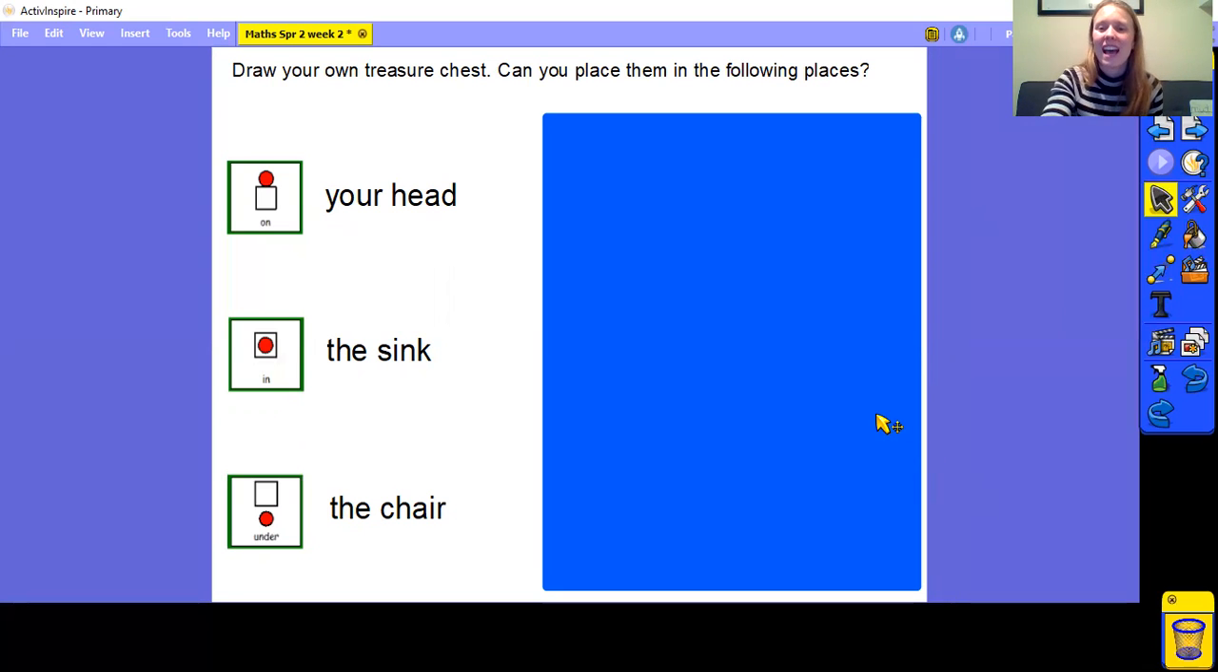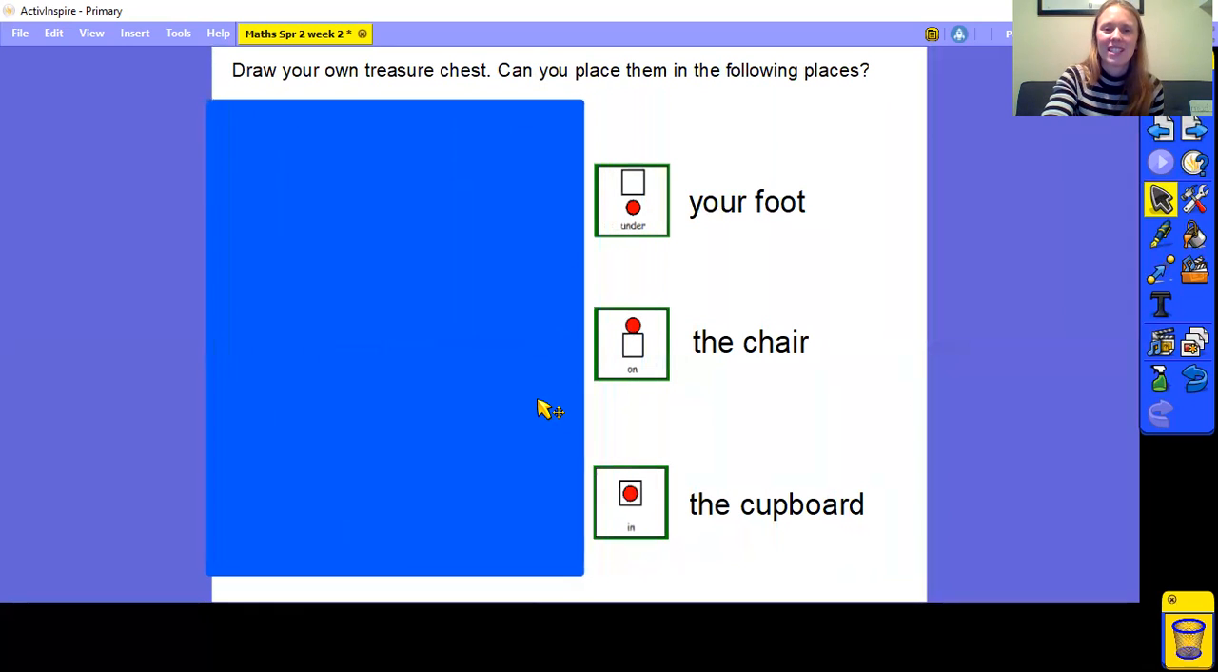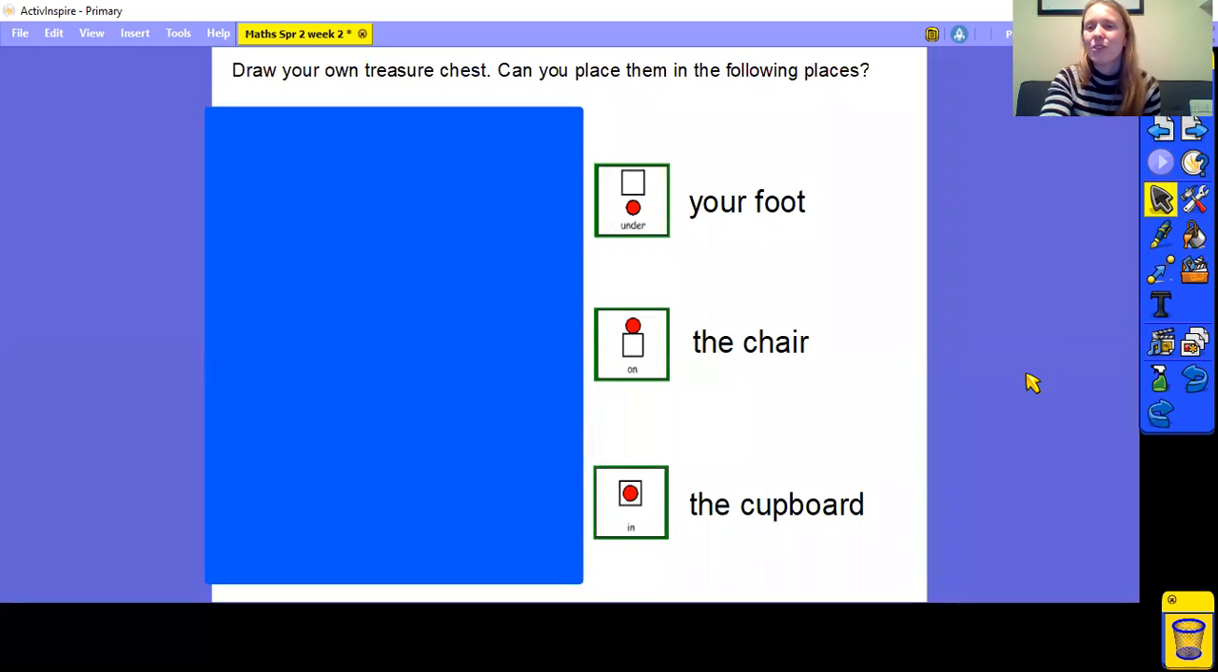Okay, now you've done that, let's have a look at the other side. This time you have to place it under your foot, on the chair and in the cupboard. Don't forget to take a picture or a video of you placing your treasure chest in these different places. Then send it to your teacher so we can see how you're getting along.